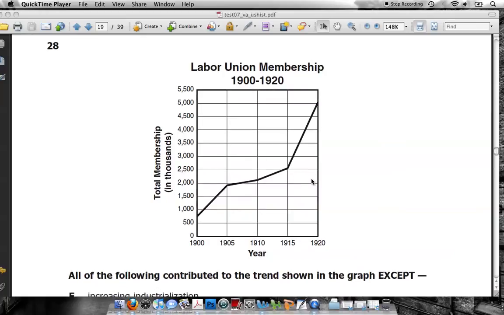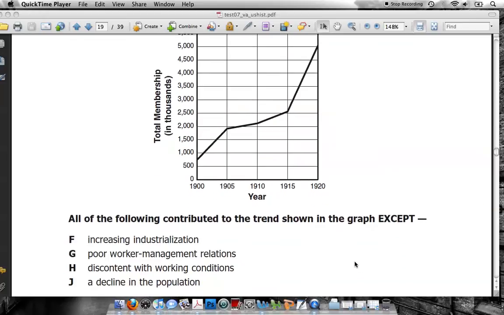So the question: all of the following contributed to the trend line shown in the graph except. Well, let's reword that question. We know that this is about labor union membership, which is increasing. So let's reword this question to: all of the following contributed to the increase in labor union membership except.